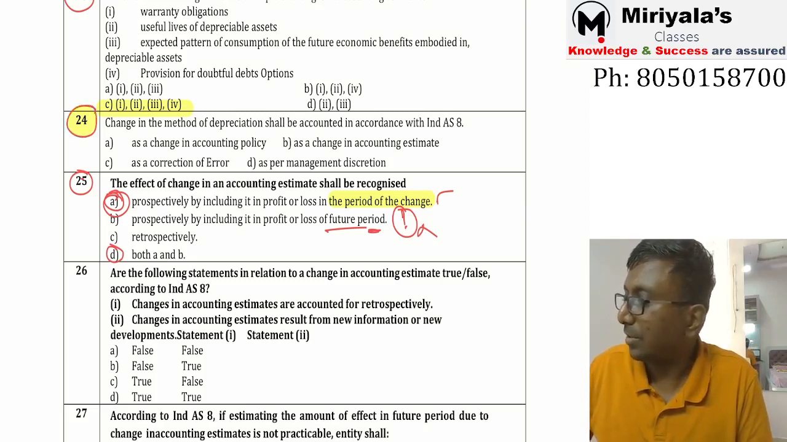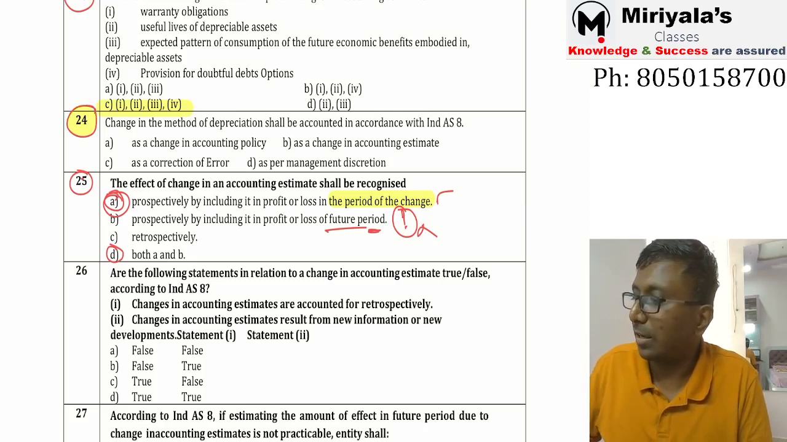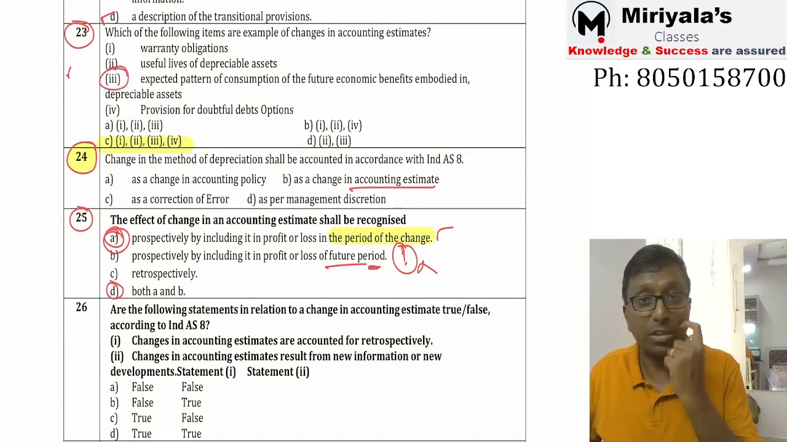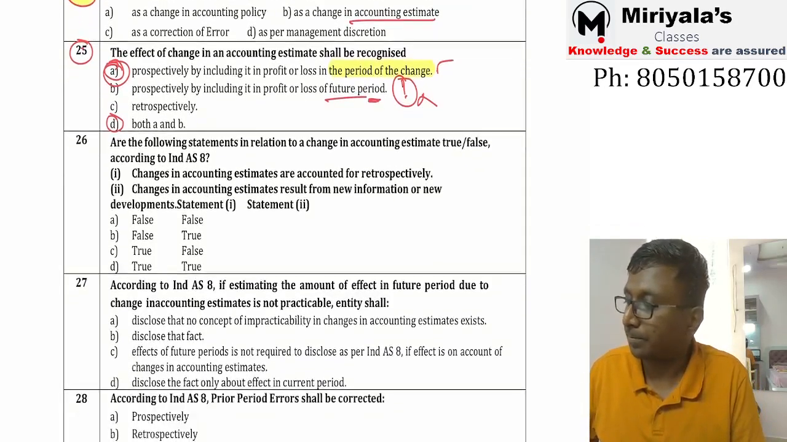Let's come to the 24th, as I missed out. Change in the method of depreciation shall be accounted for in accordance with... Yes, it is a change in estimation. Just now we spoke, no? Correct? Yeah, expected. This is method of depreciation only. Change in estimation. Perfect.